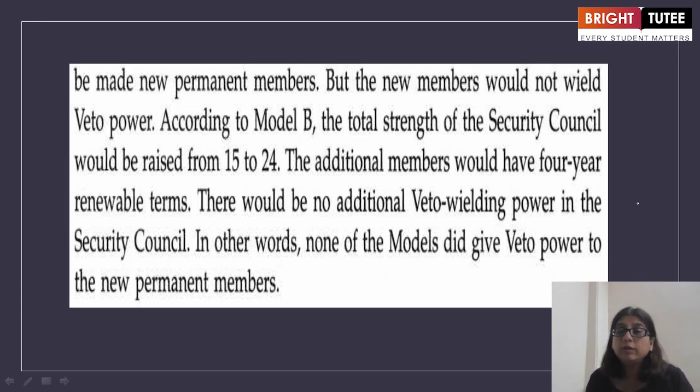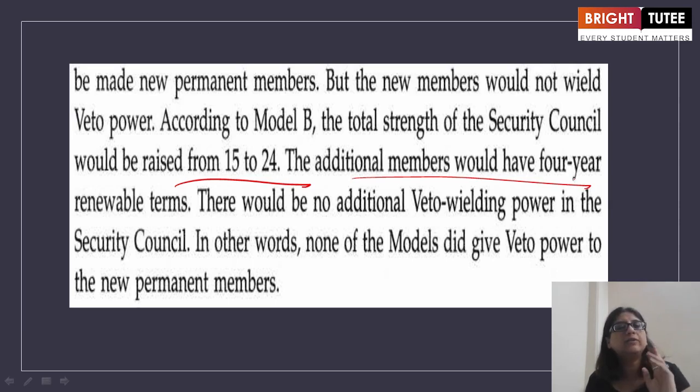But new members would not wield veto power. So according to Model B, the total strength of the Security Council would rise from 15 to 24, and the additional members would have 4-year renewable terms. So there will be no additional veto-wielding power in the Security Council. In other words, none of the models gave veto power to the new permanent members. It remains with all those 5 members who were the permanent ones. The newcomers who are coming to join this council are not getting the privilege which has already been provided to those 5 countries.